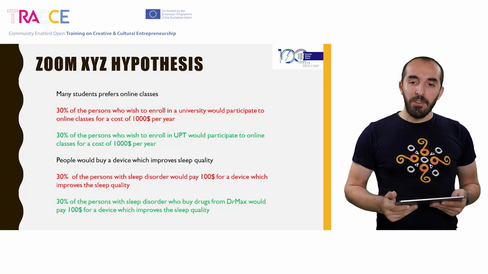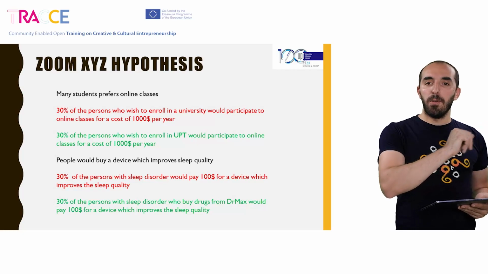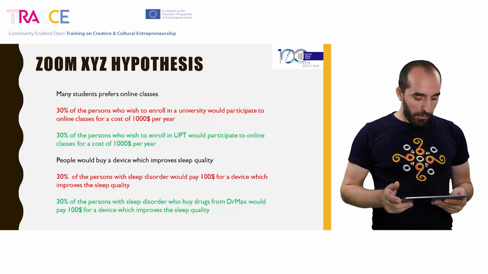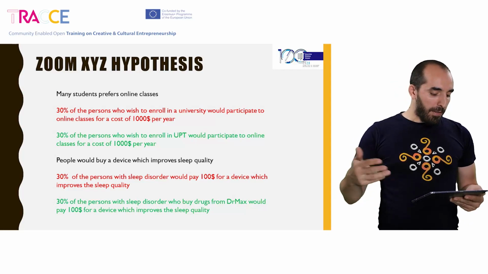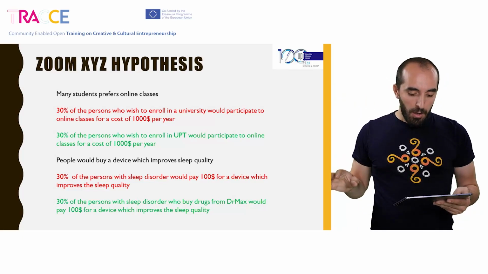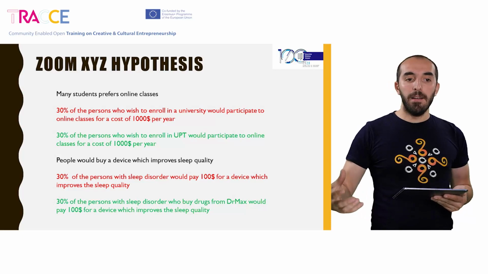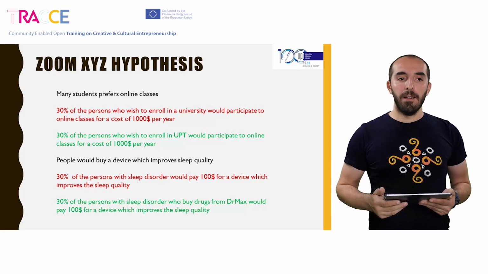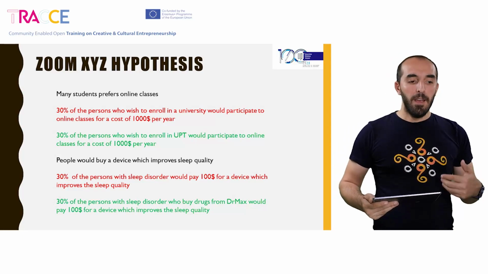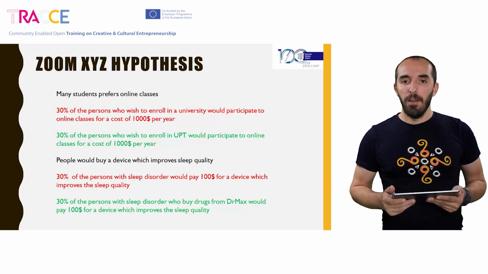Again, something which we can test very fast is to go to a local university in your town and speak with the students that are already enrolled there. So you can test if 40% of the persons who wish to enroll in a local university would participate in online classes for $1,000 per year, then maybe you found a real problem there. Maybe you found an idea of a solution. So from this, you may start to use the tools that we will see later on in this module.